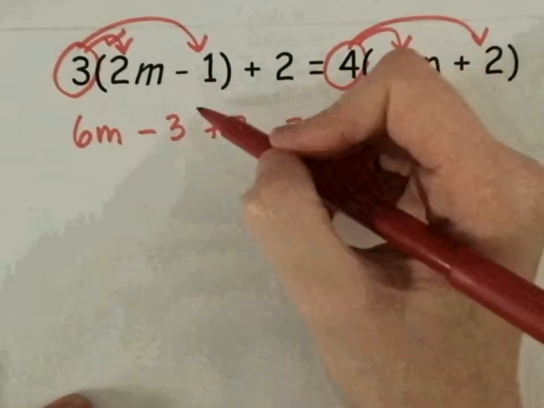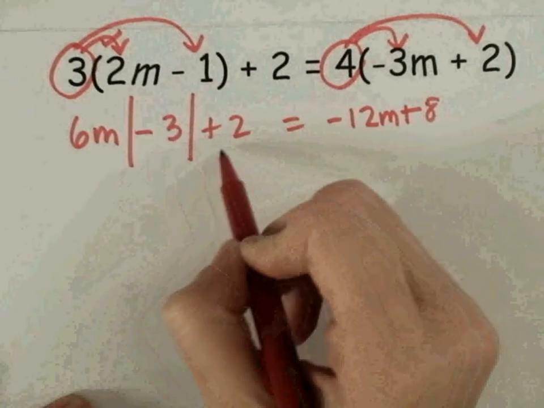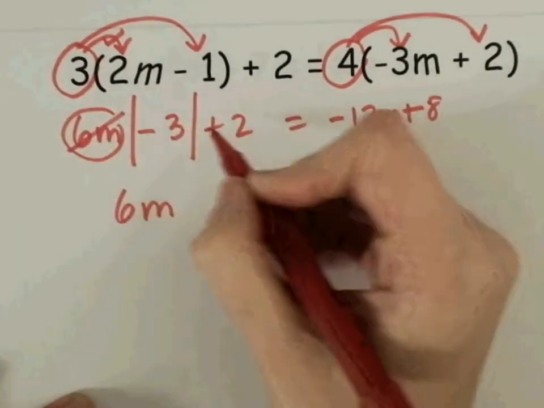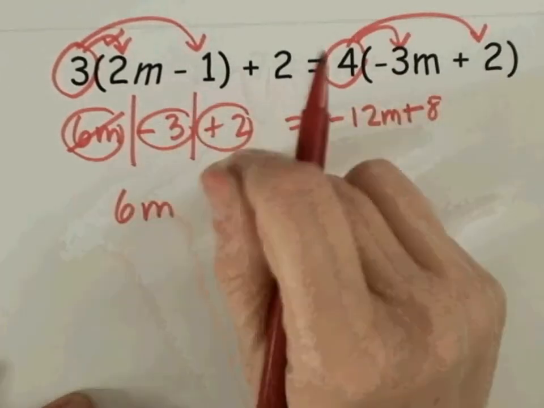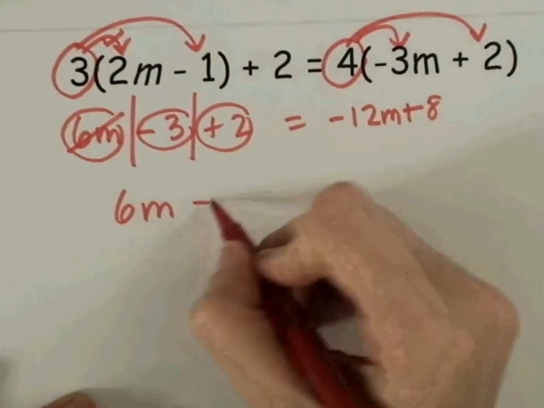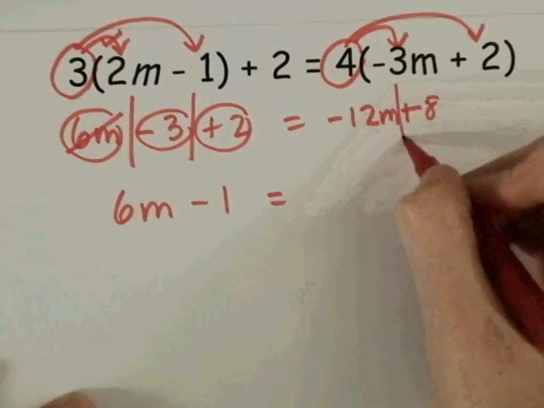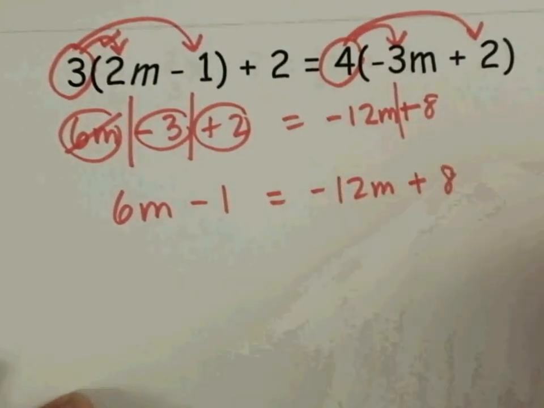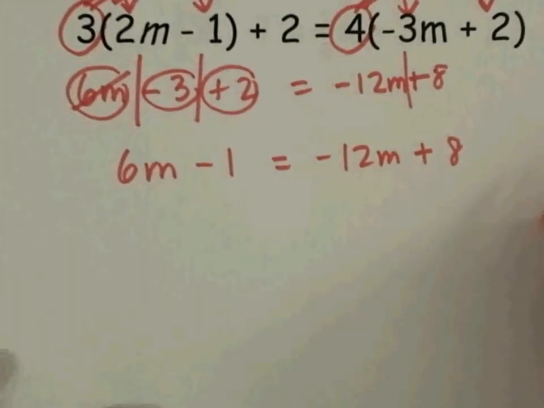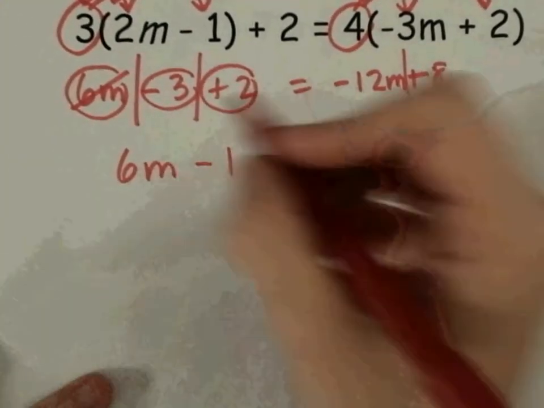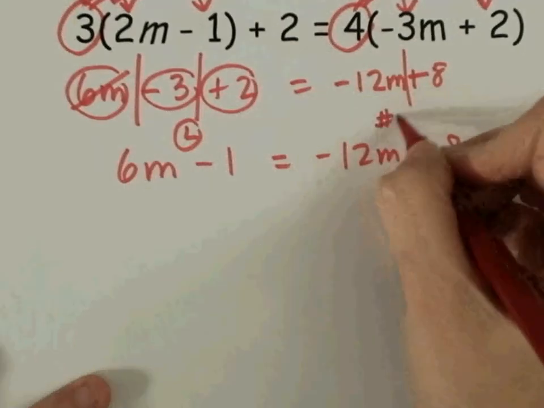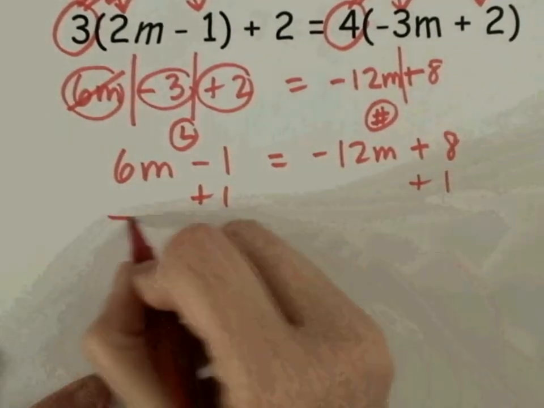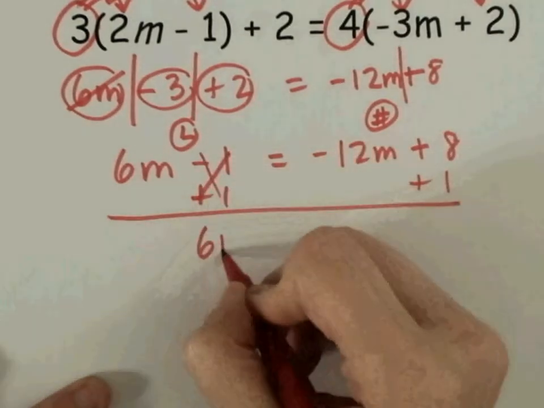Now I'm going to look for things to combine. Over here, I pretty clearly see I have 6m. There's nothing to combine with it, but this negative 3 plus 2, I do have to combine those. Negative 3 plus 2 is minus 1. And there's nothing to combine over here because those are both different kinds of terms. Now I'm at the same point I was on the last problem. I'm just going to start to solve. I want letters over here, numbers over here. So I'm going to add 1 to both sides so that all I have on the left side are letters.